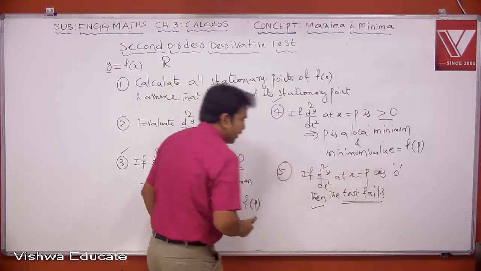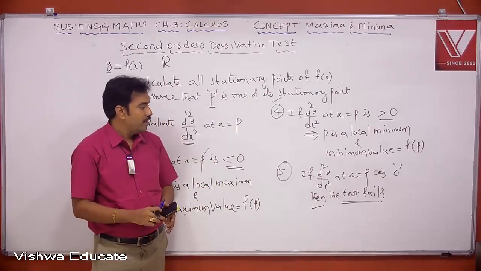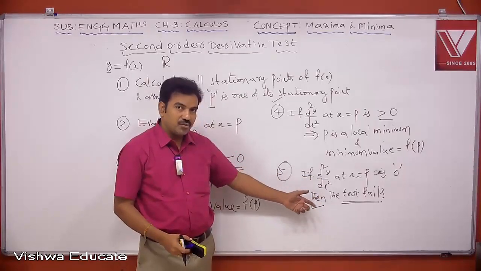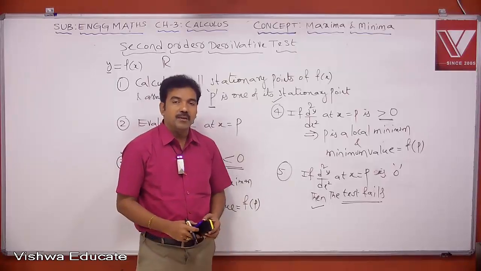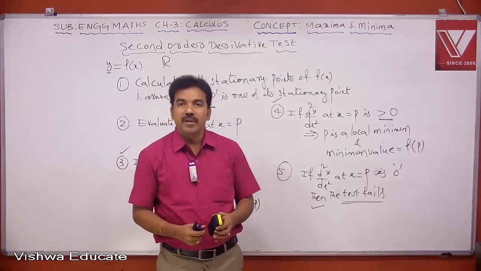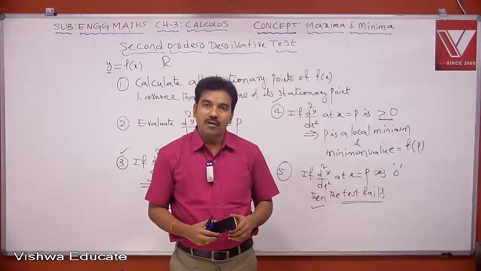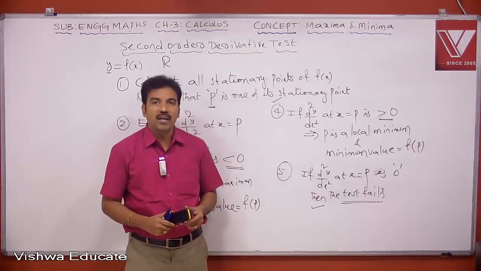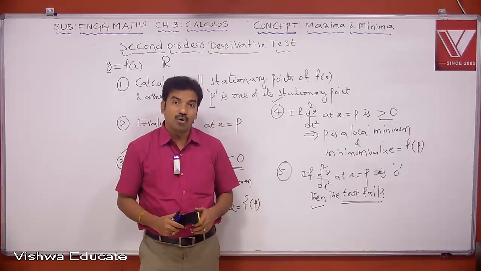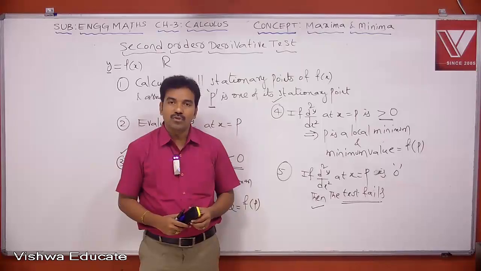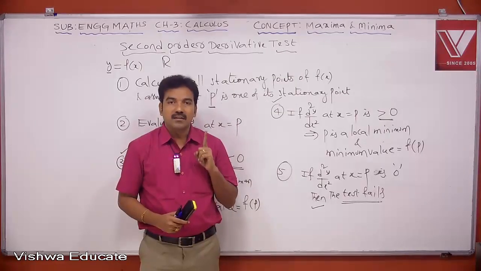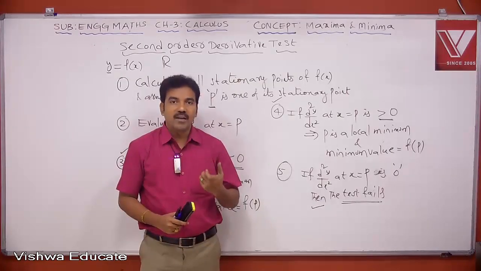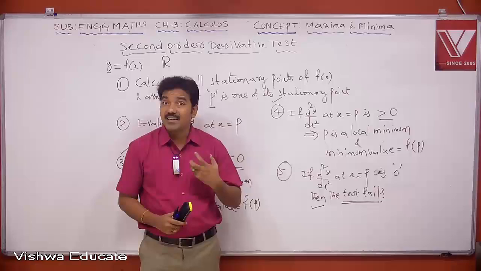Now at this point, please continue. I dictate. If d square y by dx square at x equal to p is 0, this implies the test fails. Then the test fails. That is, p can be a local minimum or a local maximum, or both or none. Remember one point, the second order derivative test can be applied only when the domain is the set of real numbers. If the domain is the closed interval a comma b, the procedure may change slightly.